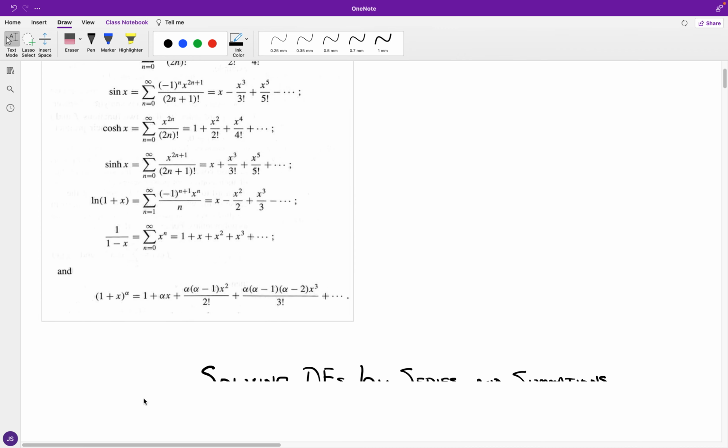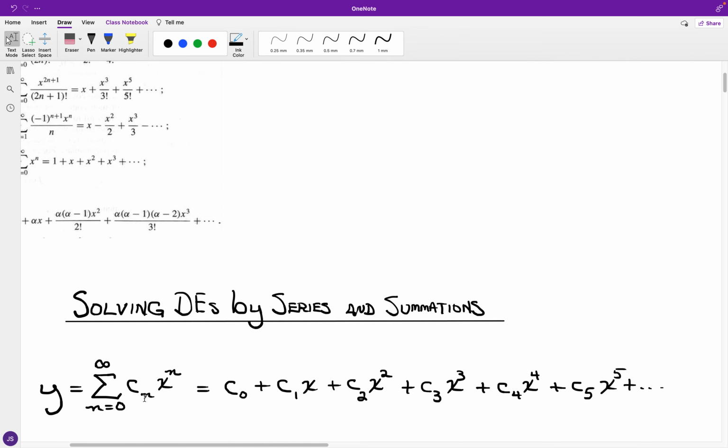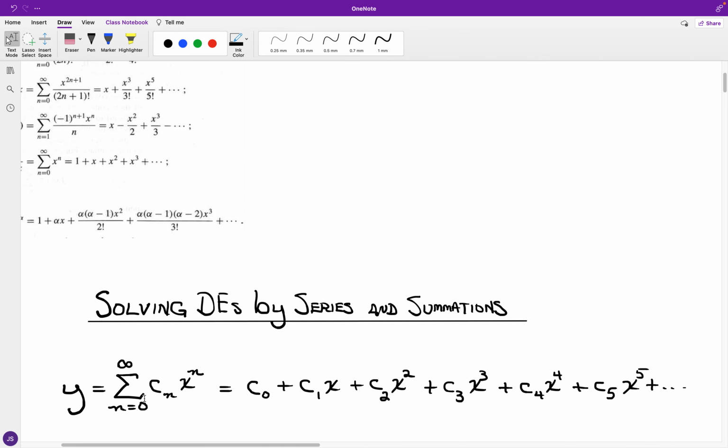Looking at solving differential equations by using series and summations, we have as the general model, where summations are concerned with x as the independent variable and y as the dependent, y is equal to the summation as n goes from 0 to infinity of c sub n times x to the n. In the expanded notation, going up one whole number at a time, we have c sub 0, plus c sub 1 times x to the first, plus c sub 2 times x to the second.